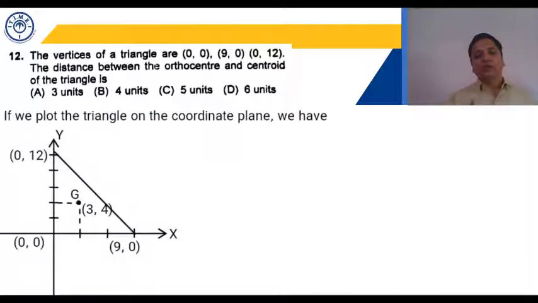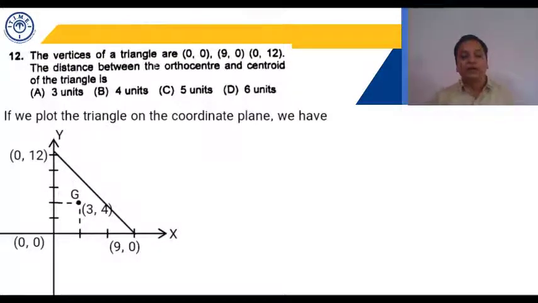If you plot the triangle on the coordinate plane, the plane we talked about in the previous class, the origin is 0, 0, and the x-axis and y-axis are marked. 9, 0 lies on the x-axis, 9 units away from the origin to the right. Another point, 0, 12, lies on the y-axis, 12 units above the origin. Now the angle between the x-axis and y-axis is 90 degrees. So the triangle formed is by default a right angle triangle.